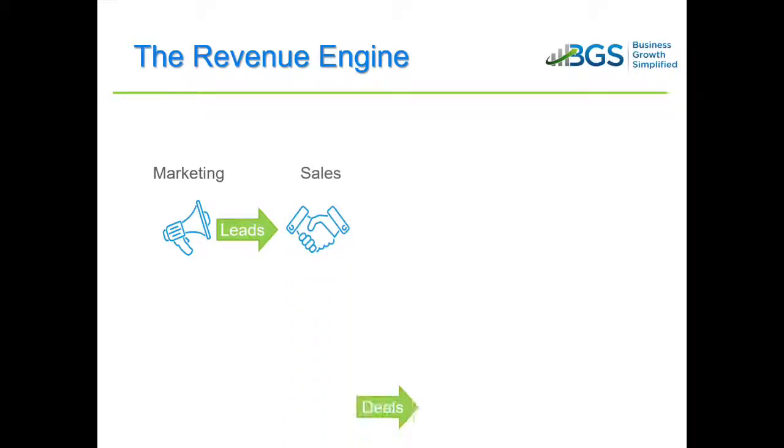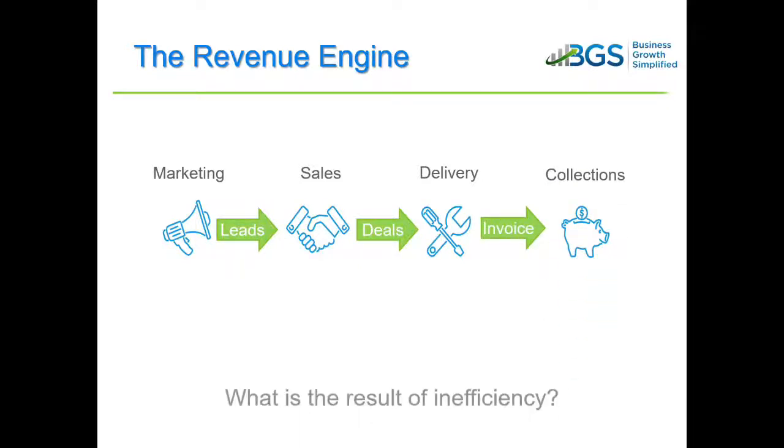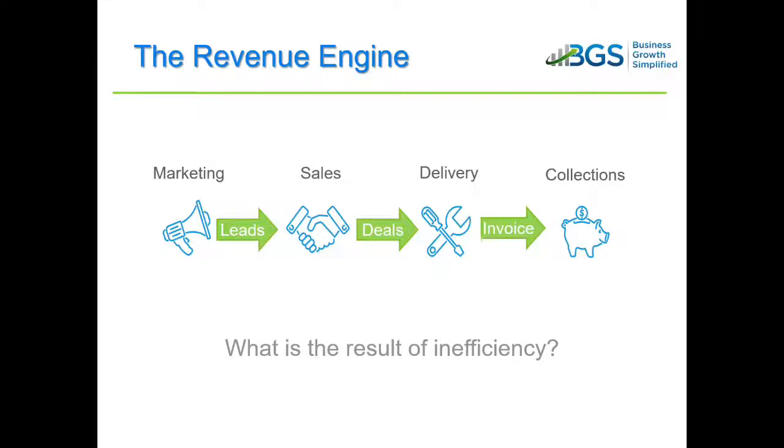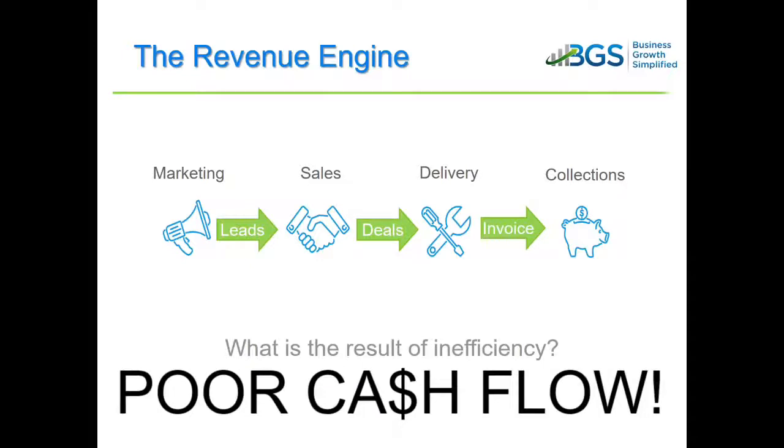Four main functions of any business make up your revenue engine: marketing, which generates leads; sales, who closes contracts for business; delivery, which completes the work that was contracted for; and collections, to complete the contract. When the revenue engine misfires, you experience poor cash flow, which is the death of any business, especially a small business. To tune your revenue engine, you need to understand that it's just a mathematical formula.